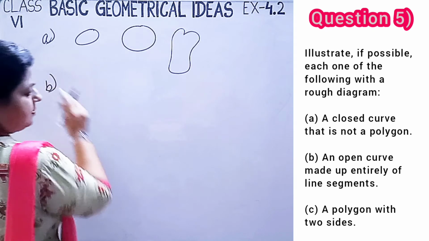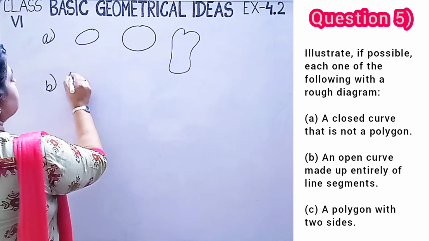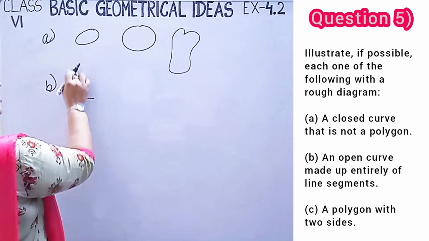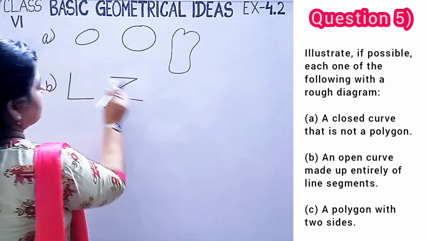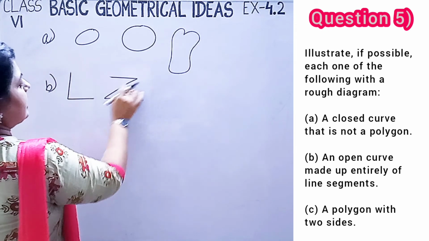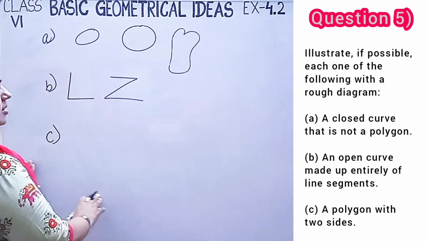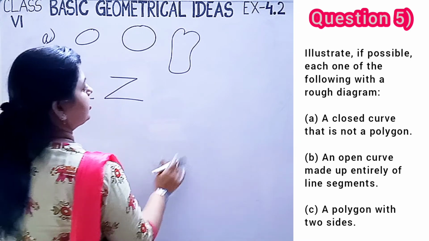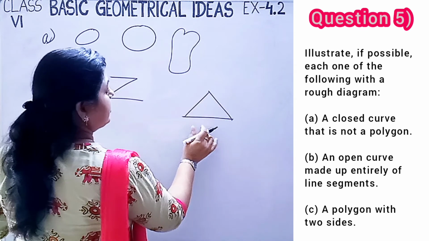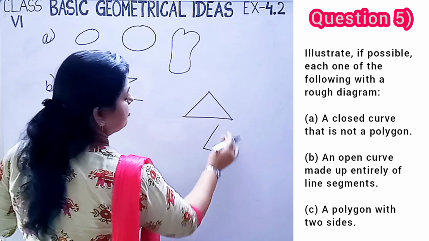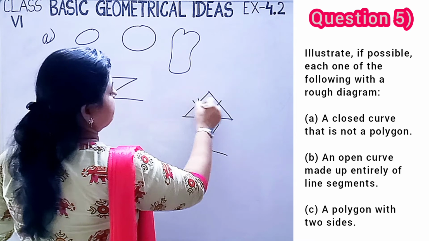B part, an open curve made up entirely of line segments. So this is an open curve using line segments. One more, this is also an open curve and we are using line segments only. C part, a polygon with 2 sides. We have already discussed what a polygon is. A polygon is a figure which is made up of at least 3 line segments. If we use only 2 line segments, we cannot make a polygon. So we need at least 3 line segments.